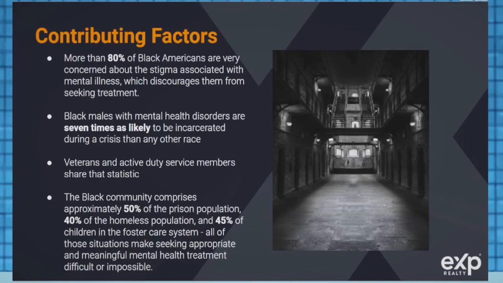Now, take into account the fact that Black Americans at their highest have accounted for almost 20% of our population in the United States. That's a very liberal estimate, is 20%. Those numbers don't add up, do they? 20% of our population, how are they 50% of the prison population, 40% of the homeless, and 45% of the children in the foster care system? And all of those situations make seeking appropriate and meaningful mental health treatment difficult or impossible.